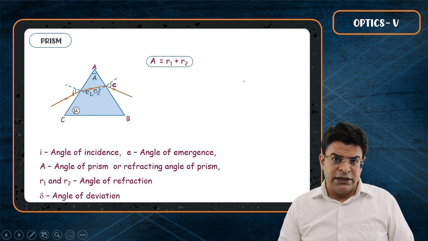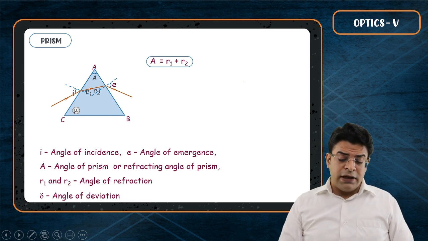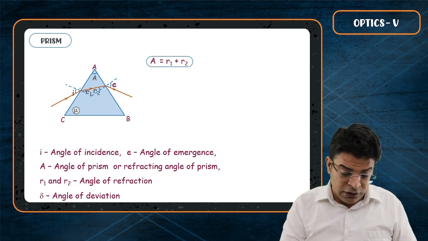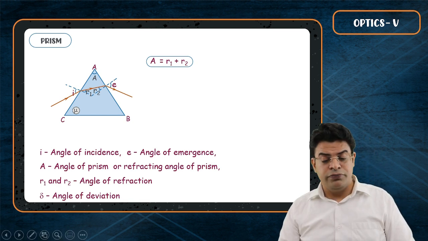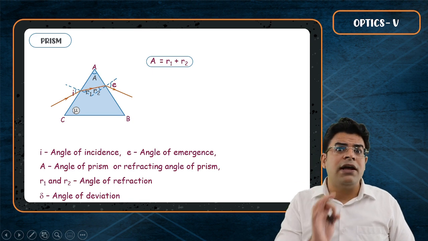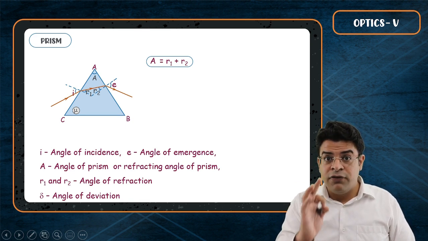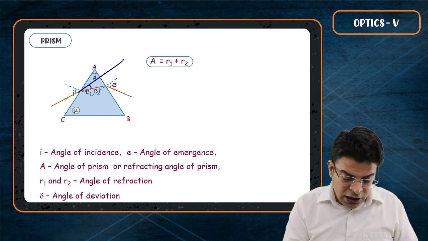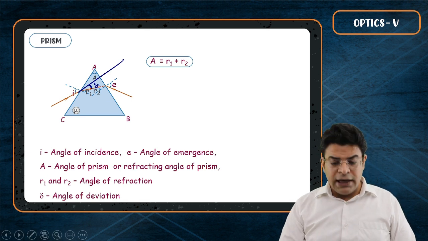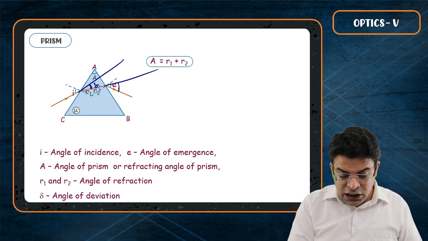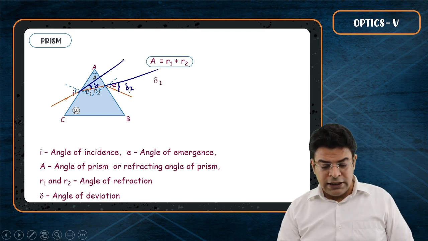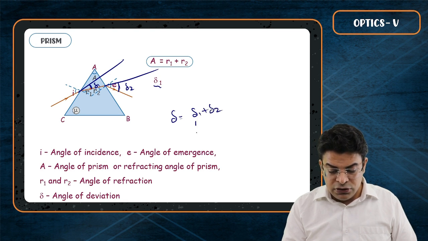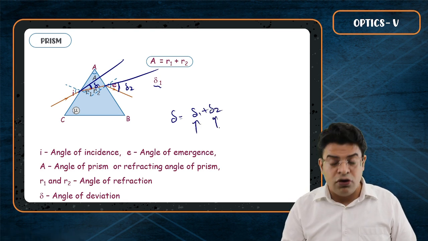Now bachcho, second thing that we need to know is what is the deviation. Now the ray gets refracted at two surfaces, at surface 1 and at surface 2. Due to both the refractions, the ray suffers some deviation. Let's say due to the first refraction, it suffers a deviation delta 1. And then due to the second refraction, it suffers a deviation delta 2. So you will say that the net deviation will be equal to delta 1 plus delta 2. The deviation on the first surface plus the deviation on the second surface.